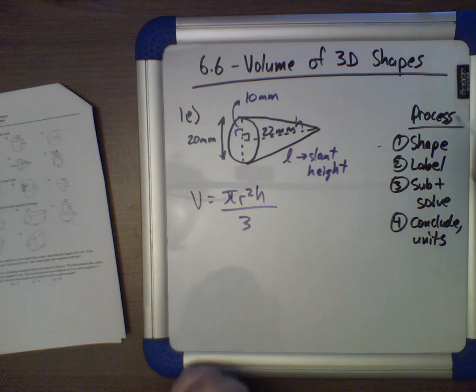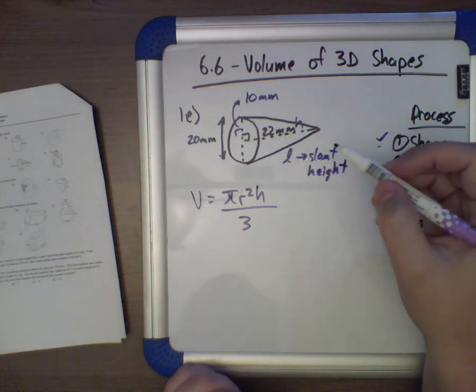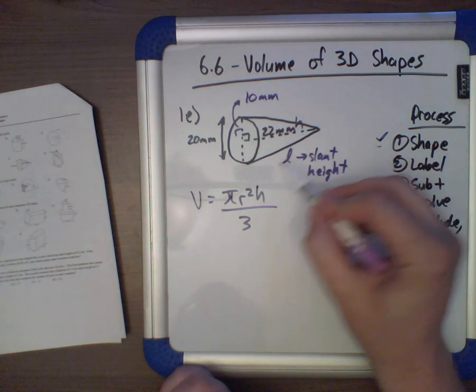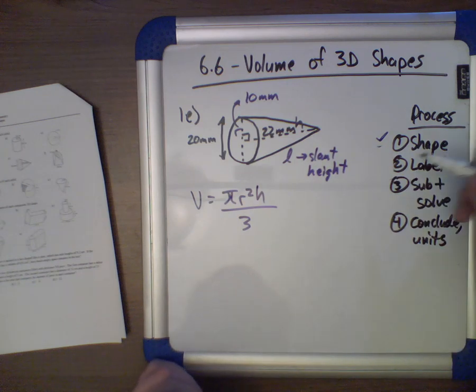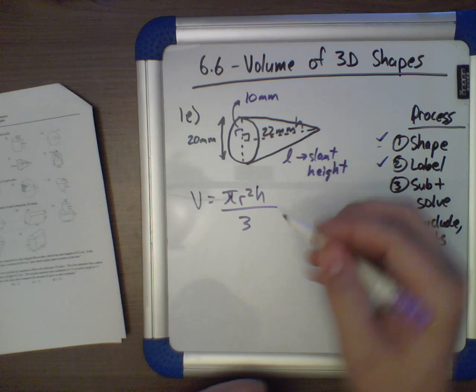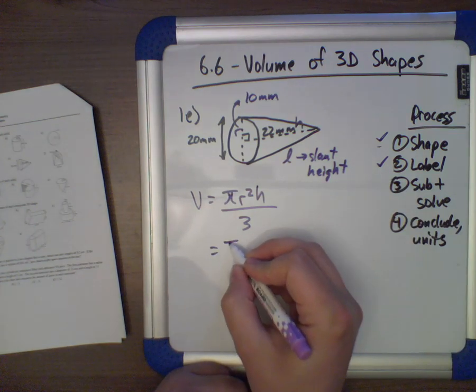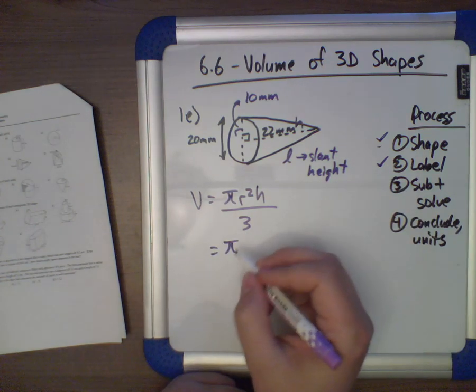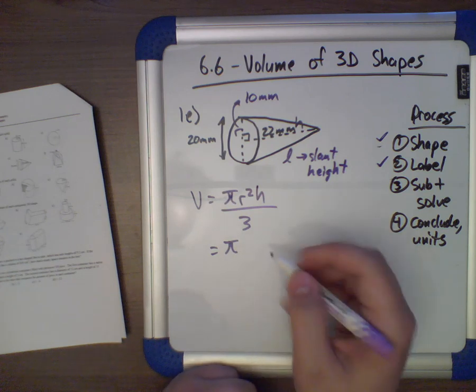We identified our shape already. We already added our labels, the H and the R, and we added the L, which we didn't end up needing, but that's okay. And now we've talked about it. Let's sub and solve. We have our equation. Let's plug in our values. Remember, pi is just a number. Don't try to solve for pi. And it kind of looks like an X or something. It's not. It's a number.